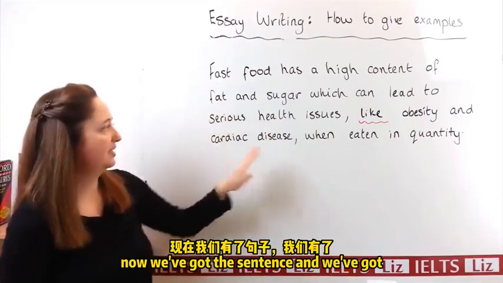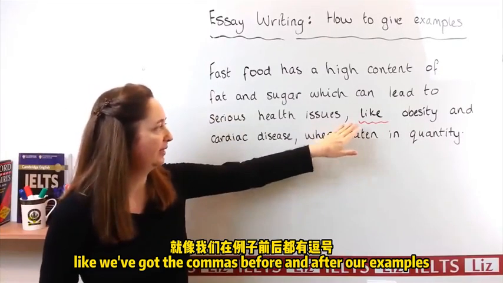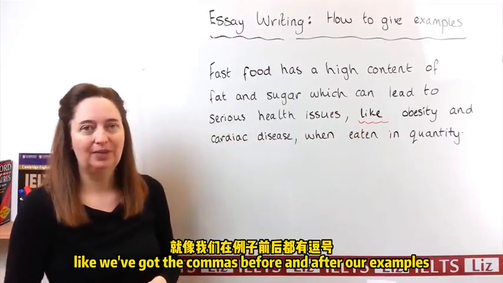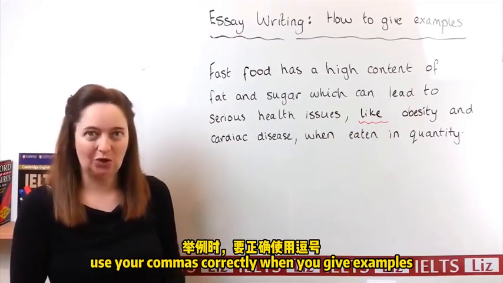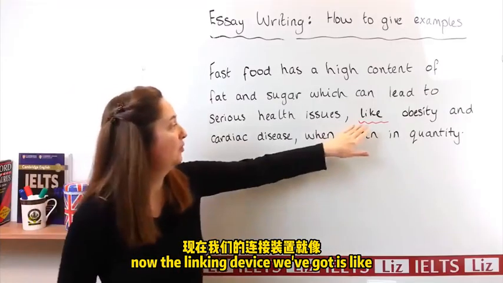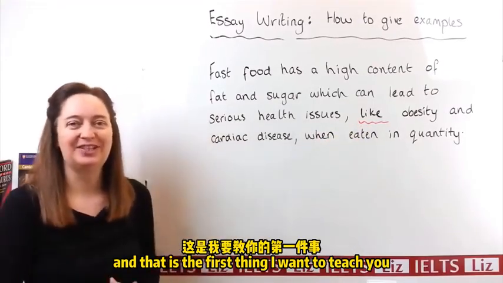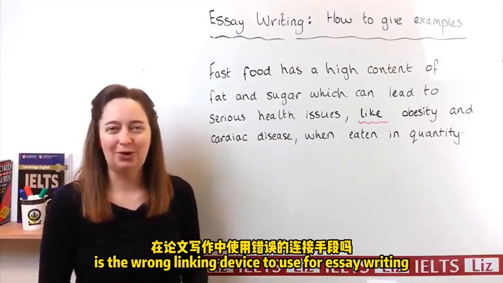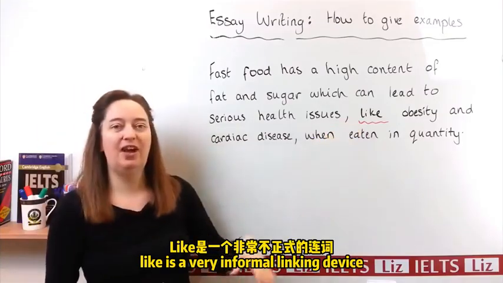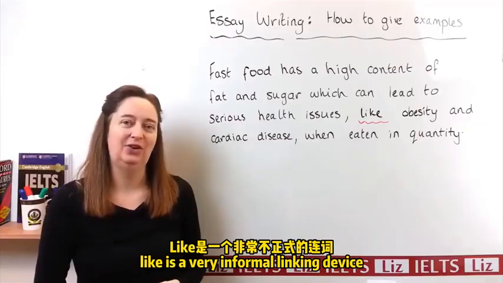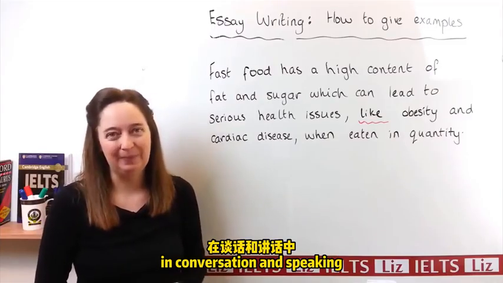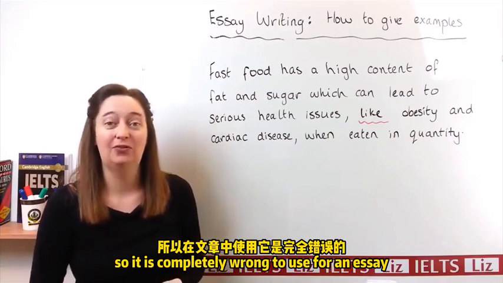Now, we've got the sentence and we've got the linking device like. We've got the commas before and after our examples. It's very important that you do use your commas correctly when you give examples. Now, the linking device we've got is like, and that is the first thing I want to teach you. This is the wrong linking device to use for essay writing. Like is a very informal linking device for giving examples, and we use it in conversation and speaking. So it is completely wrong to use for an essay.